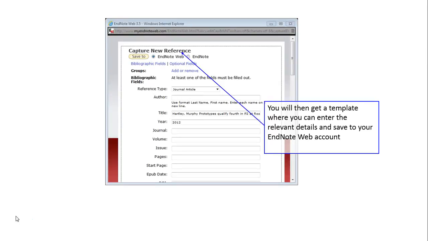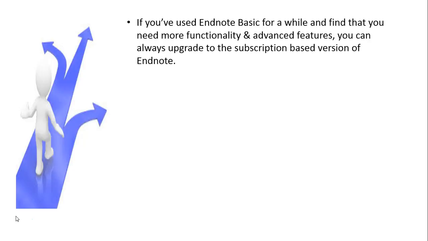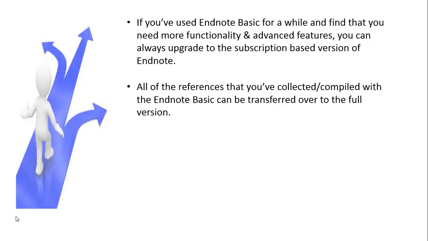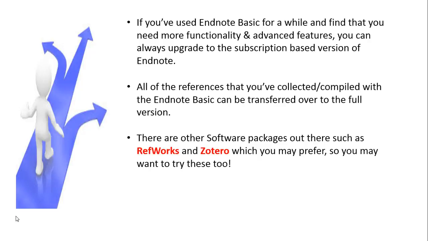If you find at any stage you need additional functionality with Endnote, you can always upgrade to the subscription-based full version of Endnote. All of the references you've accumulated with Endnote Basic can easily be transferred over to the full version. Please note that Endnote Online is not the only freely available referencing software, so you may like to experiment with these as well. Other examples include Zotero and RefWorks.